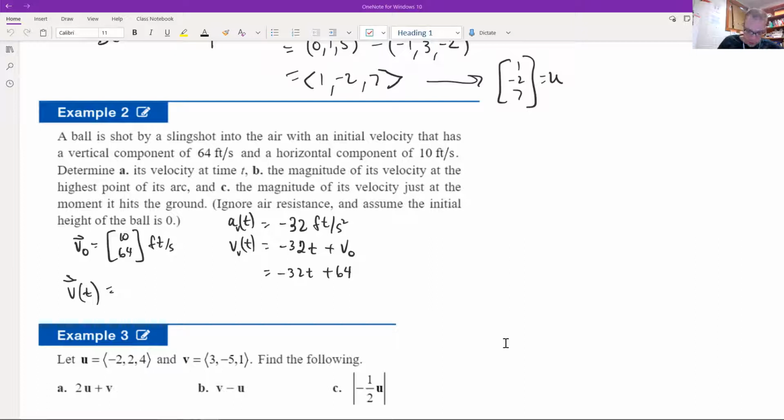If we wanted to write that velocity as a vector now, negative 32t plus 64 would be good for the vertical component. So I don't know why I just wrote it in the horizontal part. 10, sorry, negative 32t plus 64, boom. That looks like velocity to me. It's at least a velocity vector.